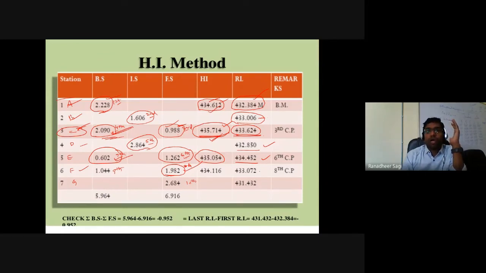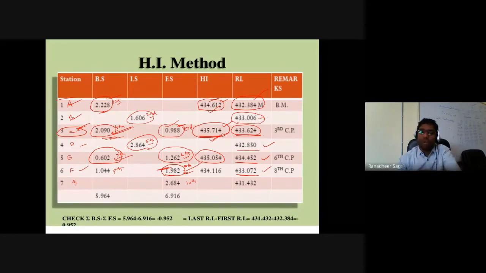Now, what is the RL value of your point F? RL value of point F is equal to the height of the instrument I have currently set up, which is 435.054 meters. I repeat, 435.054 meters is the height of the instrument with respect to which this foresight data is taken. So that height of the instrument, 435.054, minus the staff reading I have taken on point F will give you the RL value of point F.